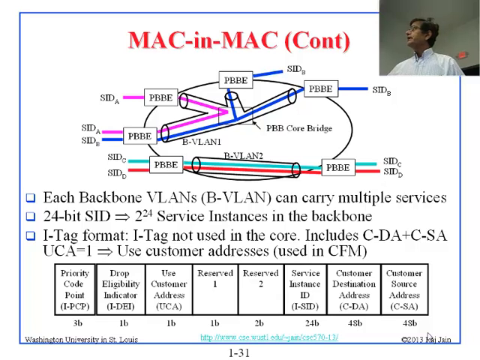So this is B-VLAN, means backbone virtual LAN, and this is the PBB core bridge. This is the PBB core bridge, and it doesn't need to look at the service ID. It doesn't look at the service ID. What it does is it looks at the VLAN ID. It looks at its own VLAN ID and the source and destination, and it sends the packet. Service is not looked at inside. Okay? Any questions about this?